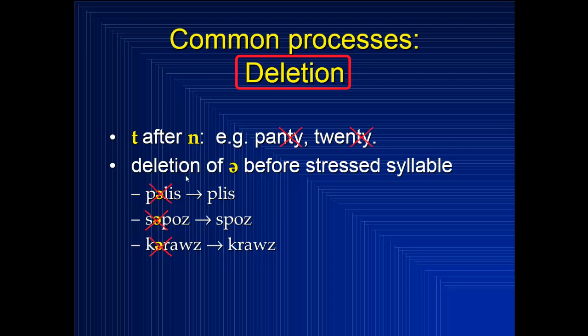Okay, so we can also talk about the deletion of the schwa before a stressed syllable. So normally it is supposed to be police, but it is normally pronounced as please. So the vowel is omitted. So suppose, sometimes it becomes just suppose. And the same thing for carouse, it's just carouse here. So deletion simply means the omission of a certain segment in a certain phonetic environment.